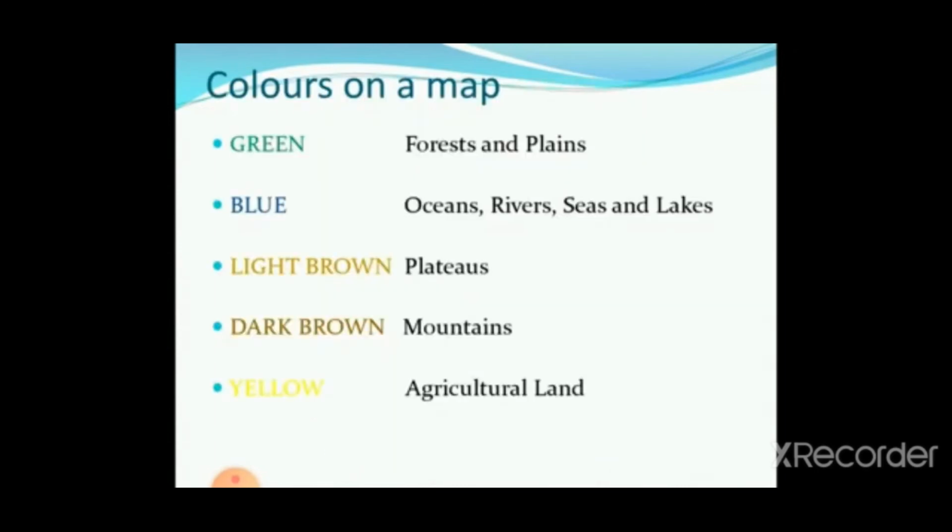Now the last portion is the colors on a map. These colors are universal or accepted throughout the world. So the first one is green. It is used for forest and plain. Blue for ocean, river, sea and lake. Light brown for plateaus. Dark brown for mountain. And yellow is usually used for agricultural land. So these are the main important elements of a map.